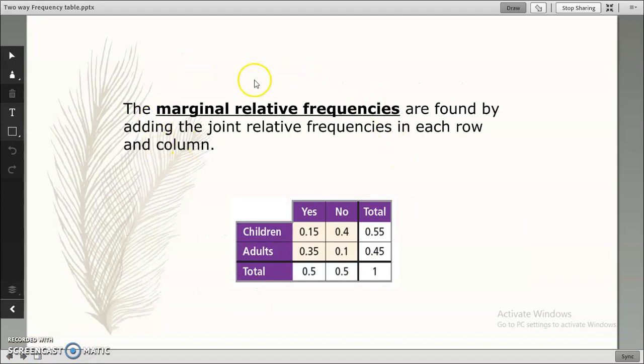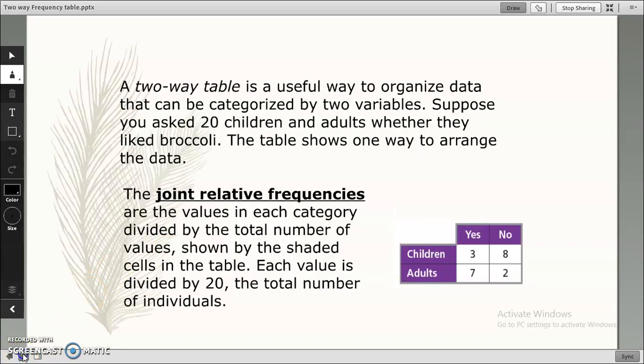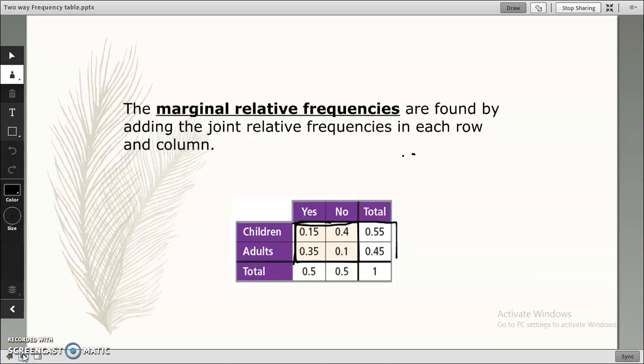And here is my solution. Here is my joint relative frequency table. The first value is 3 divided by 20. If you put that in your calculator, 3 divided by 20, you should get 0.15. And so on and so forth.